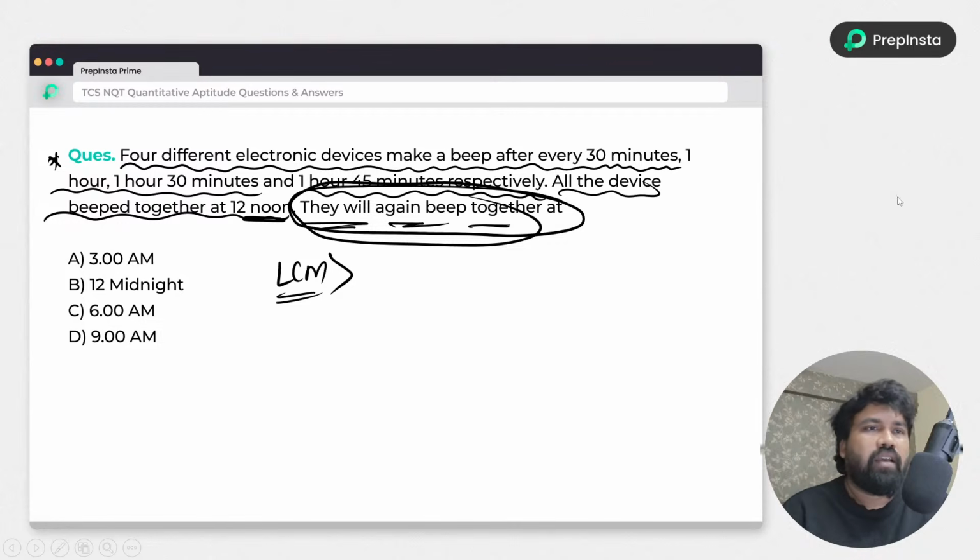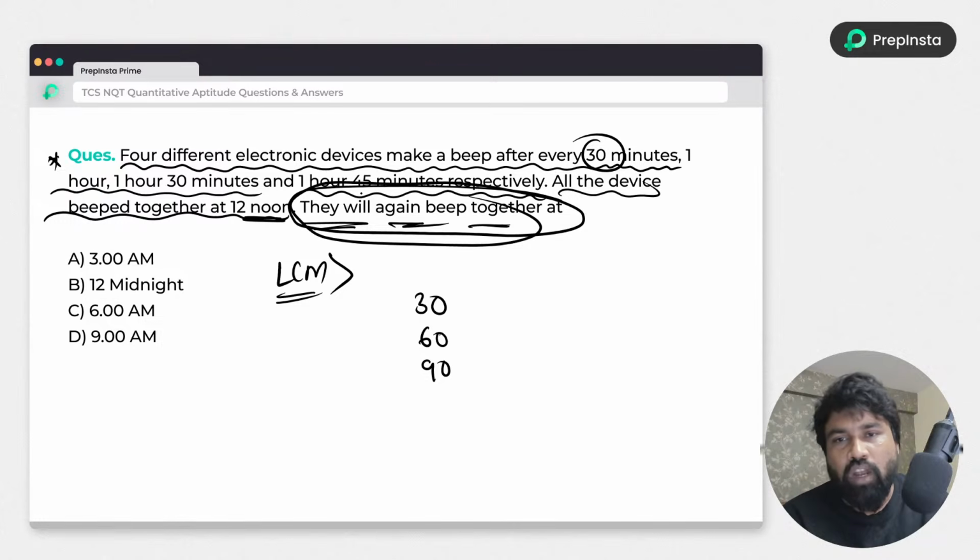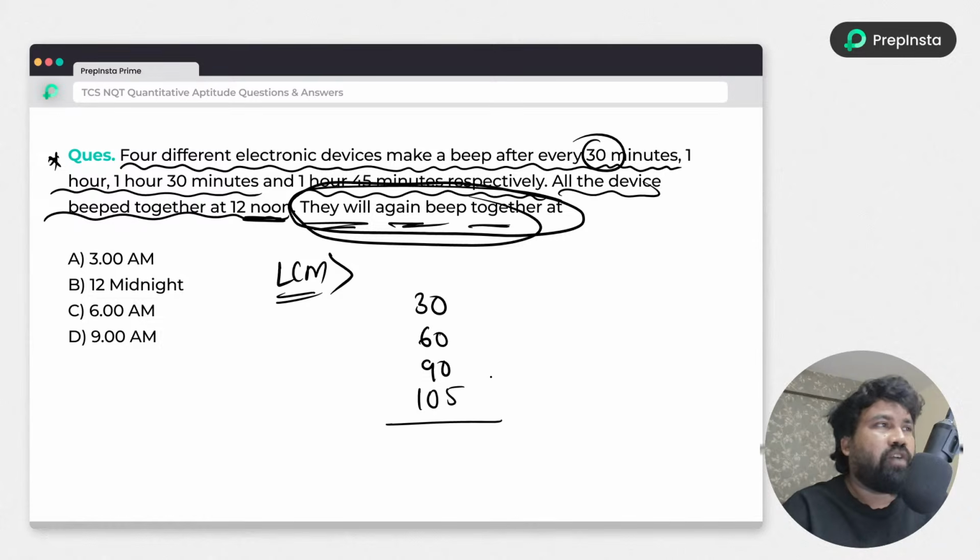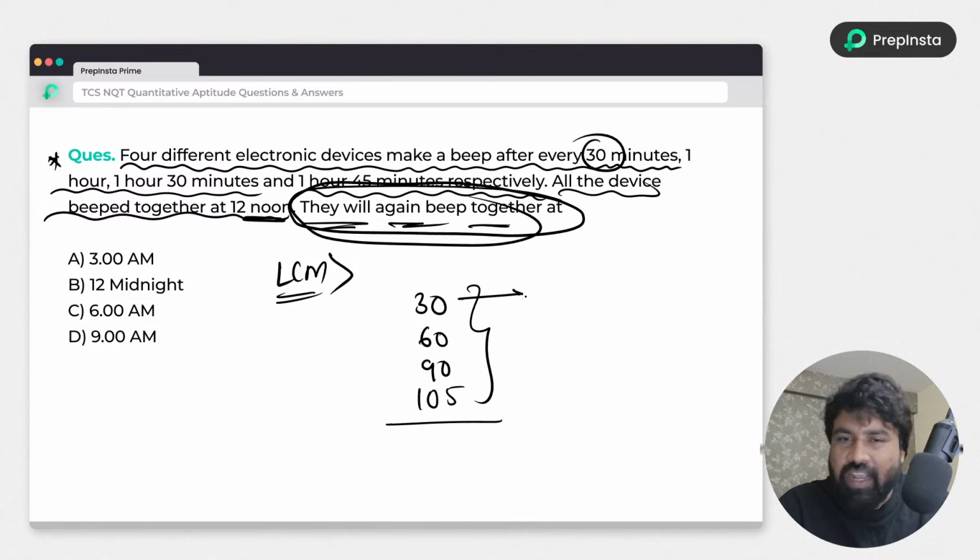Okay, so simply again, I would like you guys to do this. Simply convert minutes or hours also into minutes. First 30 minutes. Next 1 hour, so 60 minutes. Next 1 hour 30 minutes means 90 minutes. Next 1 hour 45 means 105 minutes. So find the LCM of 30, 60, 90, 105. Simply the same concept.